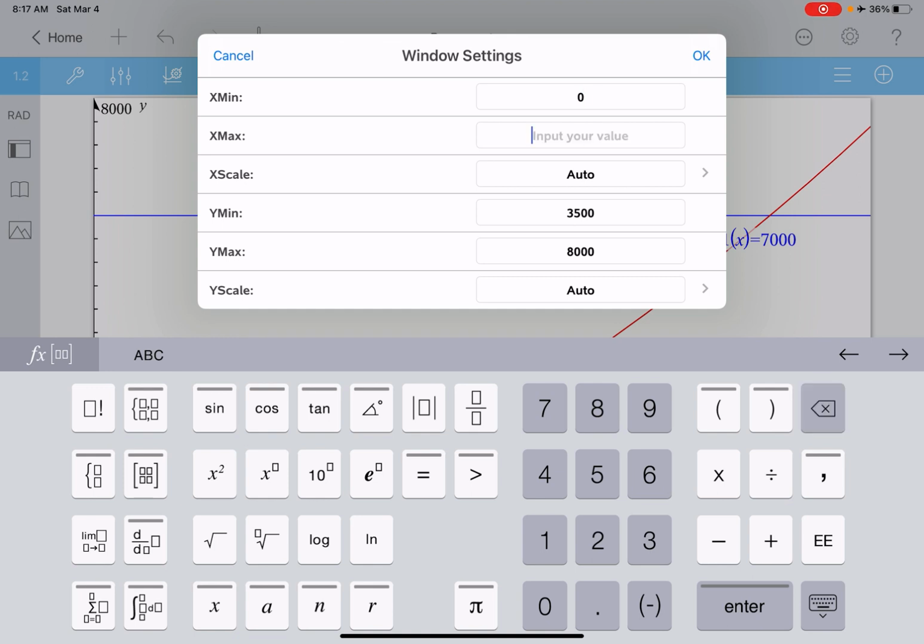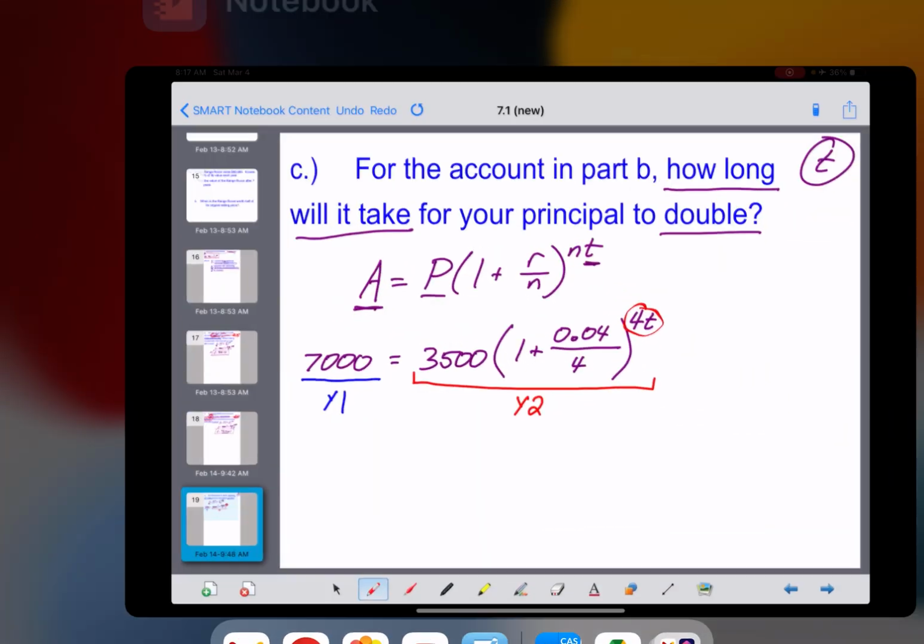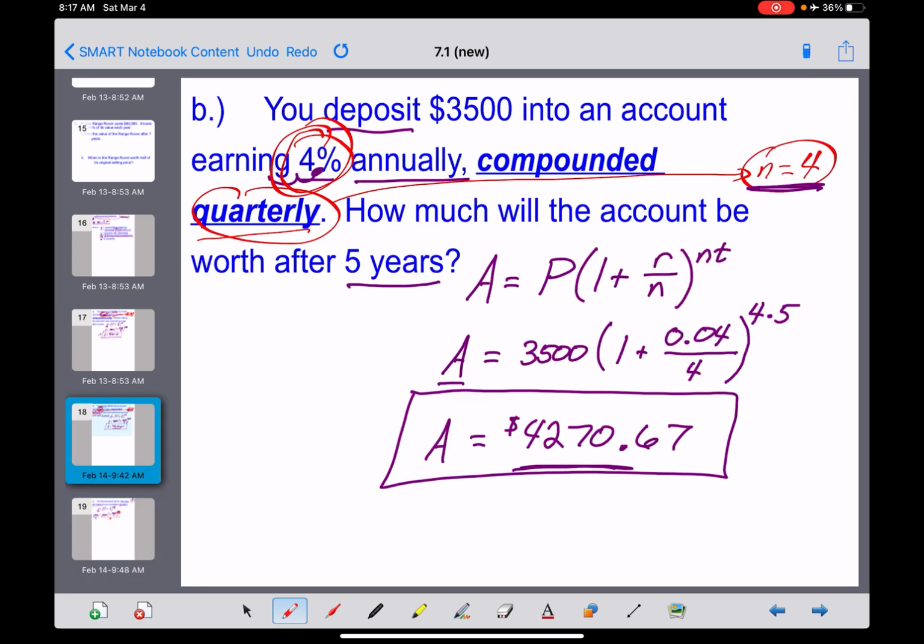X maximum, now this one is a guess. We're basically guessing what the answer to this problem is. And if I thought about this for a minute, let's take a look. We left our money alone for 5 years, and it went from $3,500 up to $4,270. That's a so-so increase, but it definitely didn't double. So it's definitely going to take longer than 5 years in order for this amount to double, and I really have no idea how long.